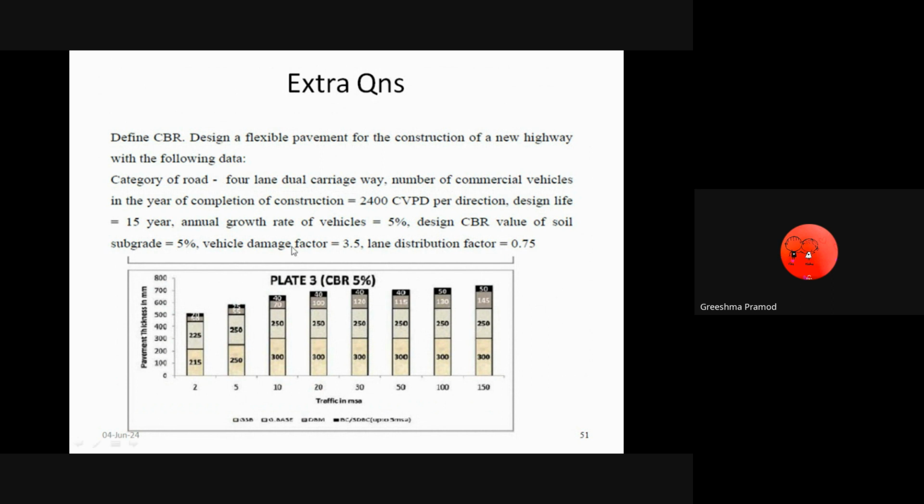ഇതിലിപ്പോ പ്ലേറ്റ്സ് ആയിട്ടാണ് തന്നിരിക്കുന്നത്. ഇപ്പൊ ഈ ഒരു ക്വസ്റ്റിന് define CBR, design a flexible pavement for the construction of a new highway with the following data: category of the road is a four-lane dual carriageway, number of commercial vehicles in the year of completion of construction, that is 2,400 CVPD per direction, design life and annual growth rate of vehicles are given, design CBR value of the subgrade is given as 5%. അതായത് CBR for 5% പ്ലേറ്റ് 3 എന്ന് പറയുന്ന ഇതിന്റെ ഡേറ്റ തന്നിട്ടുണ്ട്.